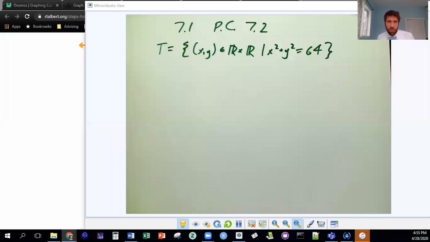This is Intro to Proofs, section 7.1. This is progress check 7.2.